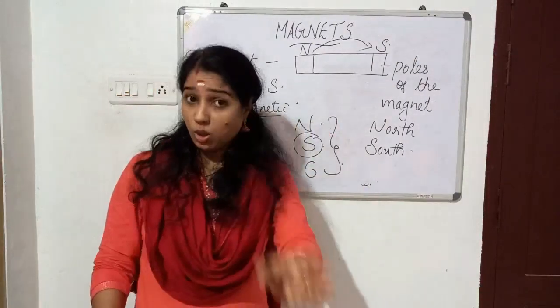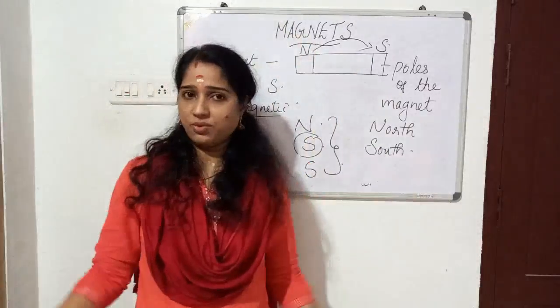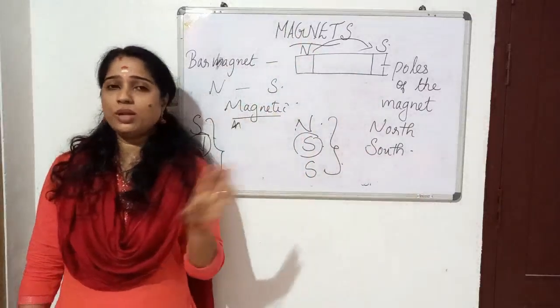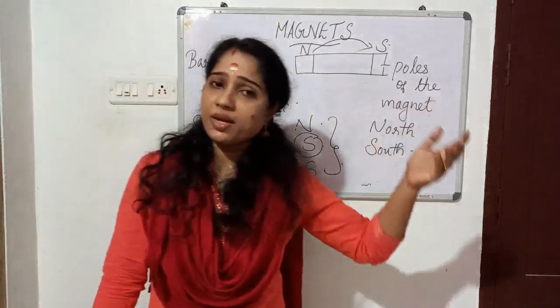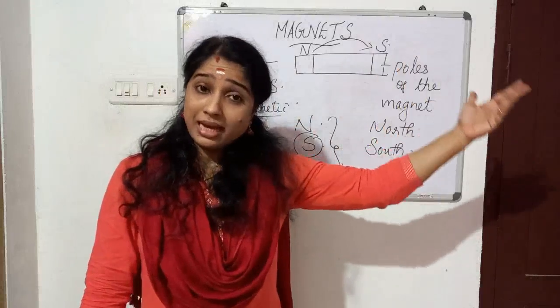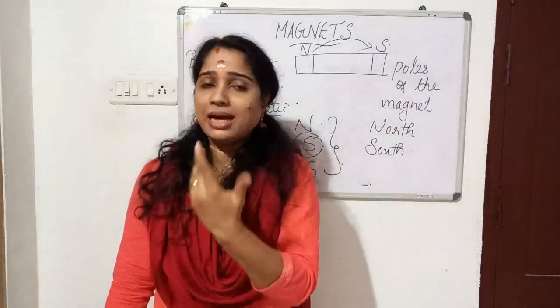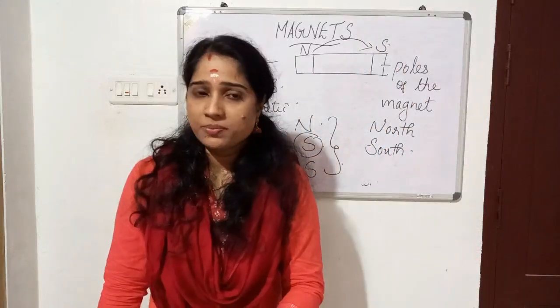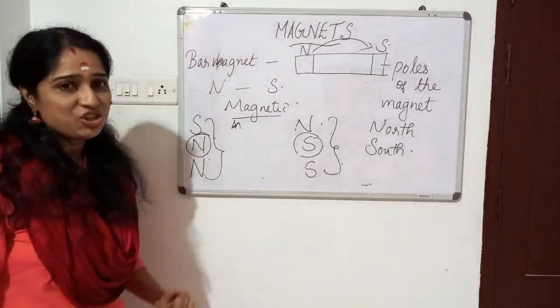North-south, because Earth is a giant magnet. Earth is a giant magnet having two poles, north pole and south pole. So the part that is the geographical north, that area is the magnetic south. Geographical south, that area is the magnetic north. Isn't it? So it is because of that they get attracted towards each other.